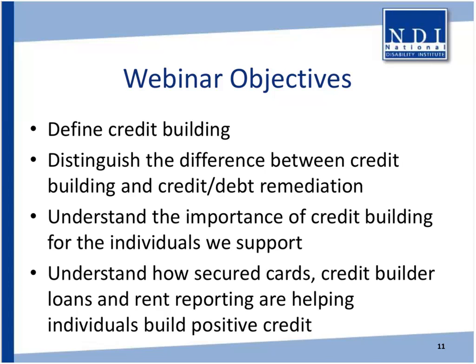And then we're also going to look at how secured cards, credit builder loans, and rent reporting are helping individuals build positive credit. It's important for us to look at these alternative strategies to be able to help an individual build their credit. And oftentimes, individuals and practitioners may not be familiar with these different types of options. And so that's what we want to make sure to cover today.